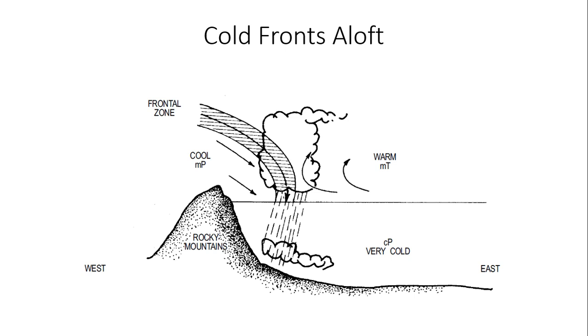So the result is going to be an upper front, cold front. The colder air on the west side, or the windward side of the Rocky Mountains, is not going to be able to go through the mountains, so that air is forced up and over the mountains as cool maritime Pacific air. And there you have it.